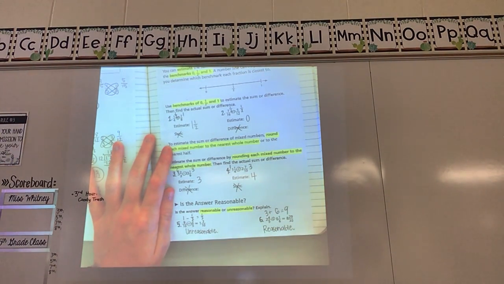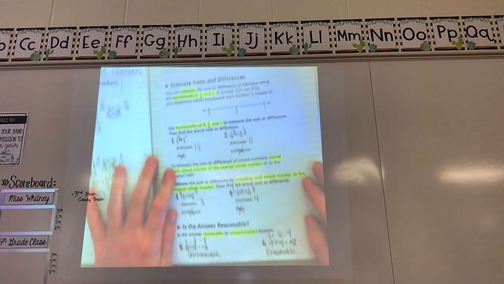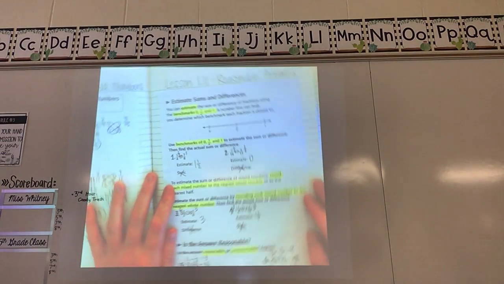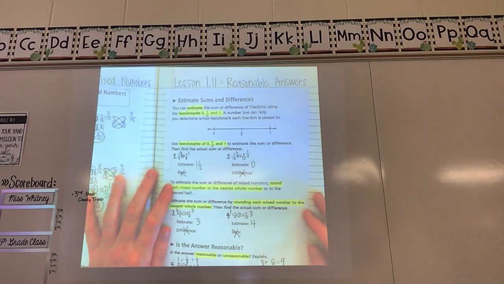Okay, do the best you can on your homework. I know this one is tricky. Think about pizzas. Think about a pizza. Would you be eating a lot or a little and then go from there? Do the best you can.